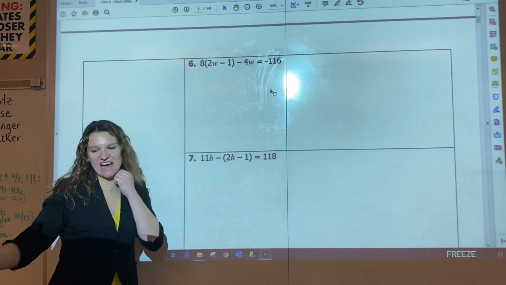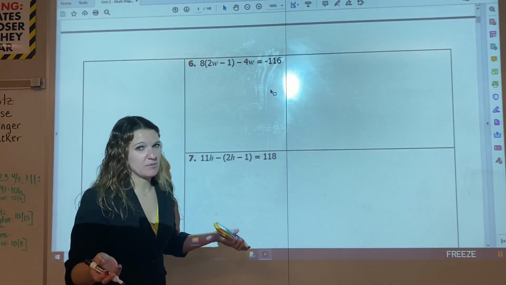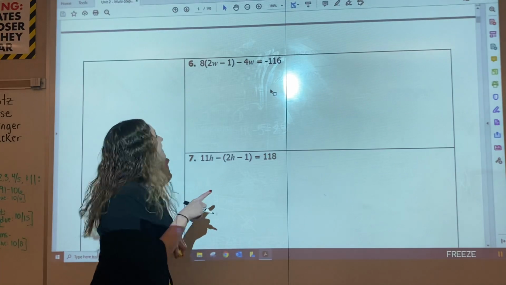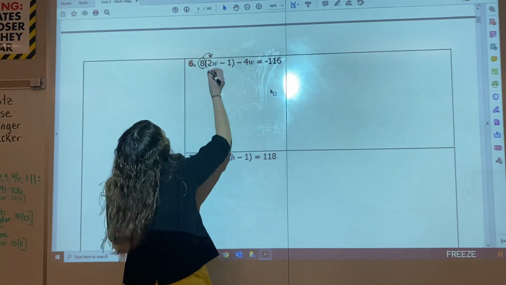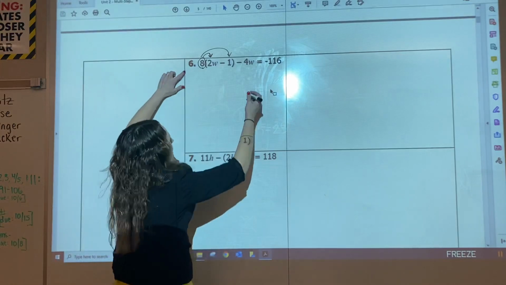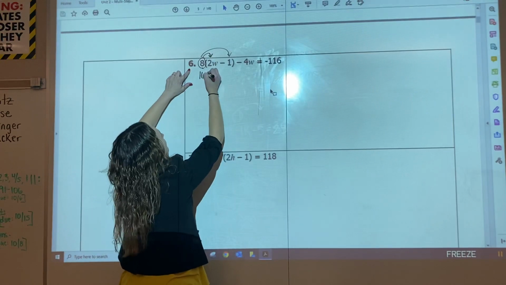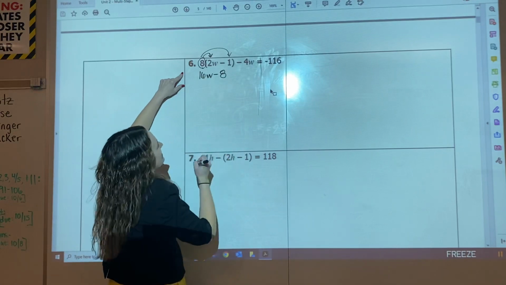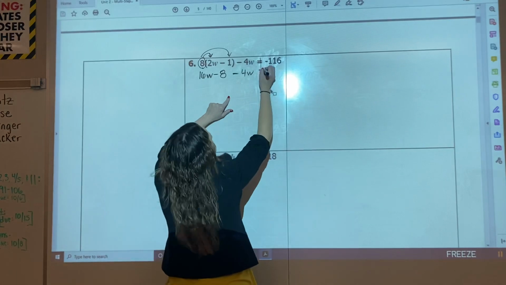As always, I have my trusty calculator right here just to double check all of my answers, because as you know, people make mistakes. So our first step is always to distribute if necessary, and I definitely think we'll need to distribute here, so let's start there. We have our 8, and we're going to distribute that to both of those terms. I'm going to draw my line here. 8 times 2w would give me 16w, and 8 times -1 would give me -8. Then I'm going to bring down my -4w and everything else.